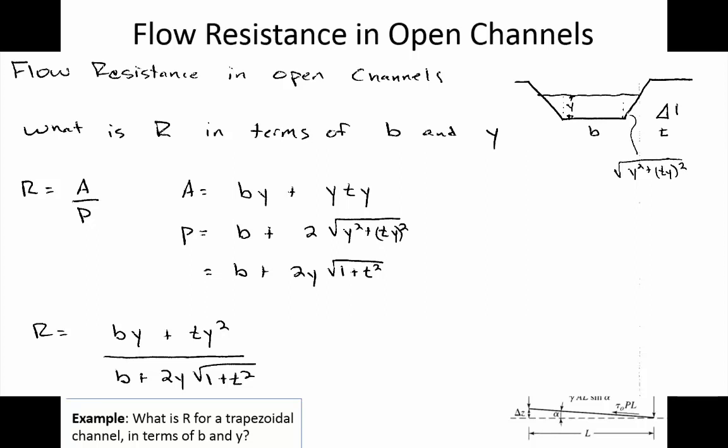So there's going to be b as the bottom width, and that's easy. But then these sides, it's going to be the square root of y squared plus ty squared. Because y is the vertical component, and ty or yt, depending on what order you write it in, that's the horizontal component of the triangle. So this distance is the square root of the sum of the squares.